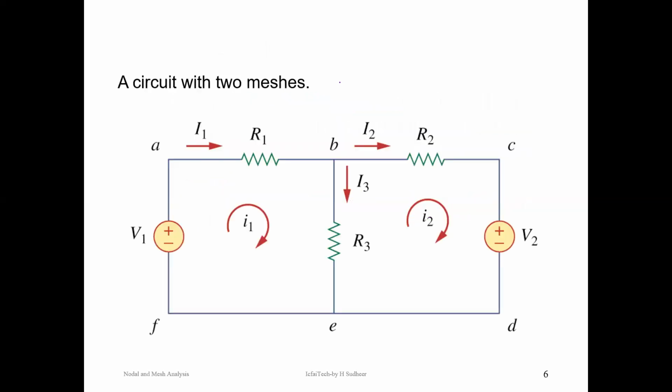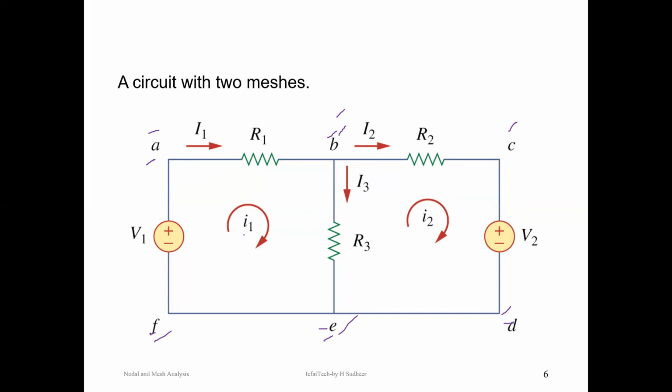Let us understand the theoretical concept which we have covered in the previous slide and apply it to a given circuit. As you can see, this is a planar circuit and it consists of two meshes. One mesh is A to B, B to E, E to F, F to A. This is the first mesh. The second mesh is B to C, C to D, D to E, E to B. And we cannot consider A to B, B to C, C to D, D to E, E to F, F to A as a mesh because it will have two inner loops. So by seeing the circuit, it is having only two meshes.